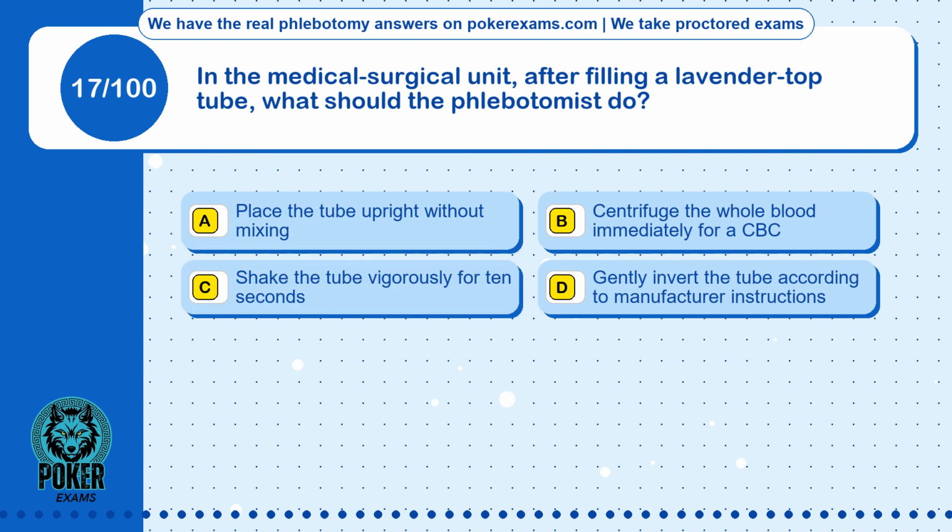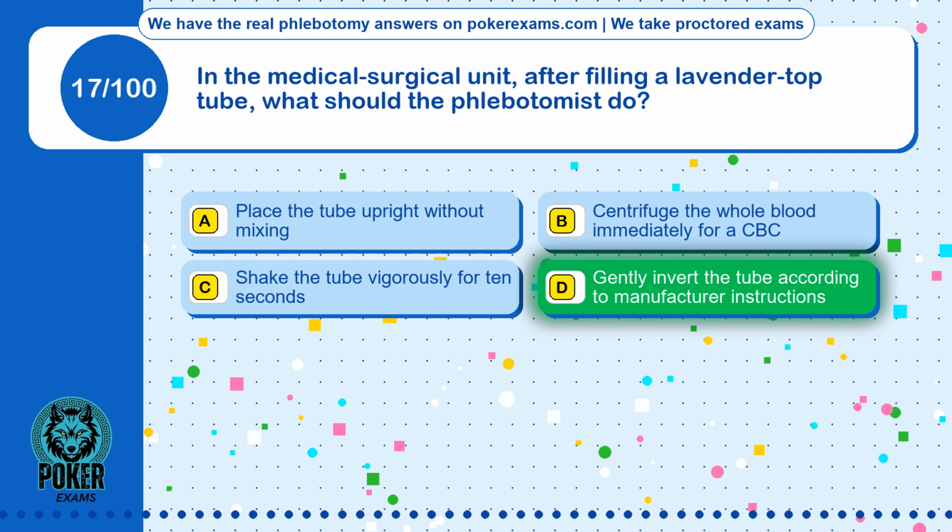Question 17. In the medical surgical unit, after filling a lavender top tube, what should the phlebotomist do? Option A, place the tube upright without mixing. Option B, centrifuge the whole blood immediately for a CBC. Option C, shake the tube vigorously for 10 seconds. Option D, gently invert the tube according to manufacturer instructions.